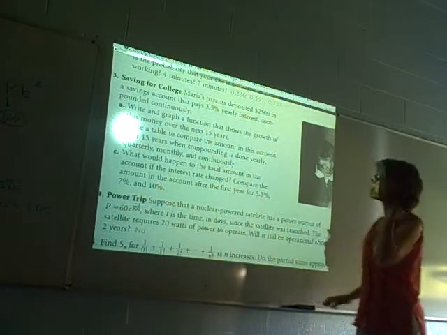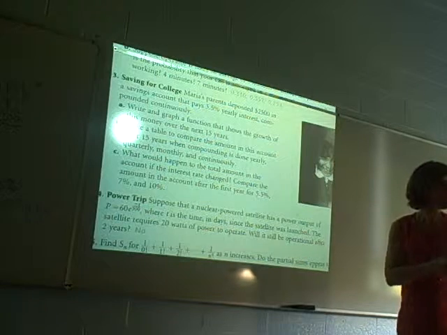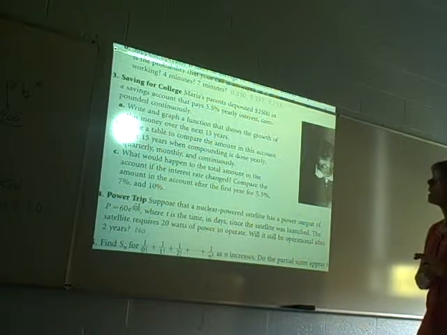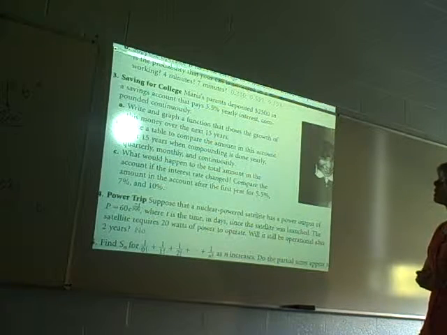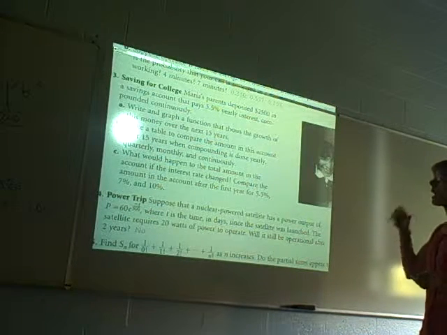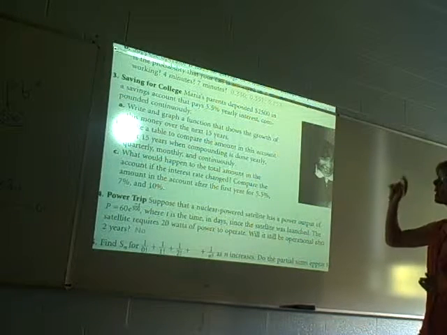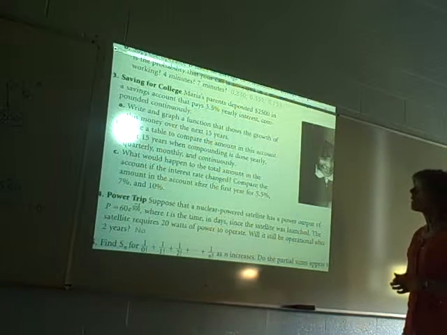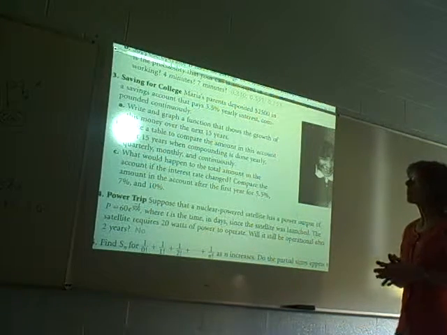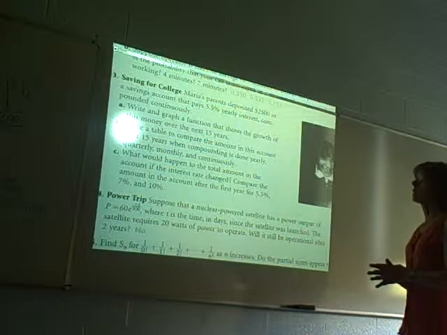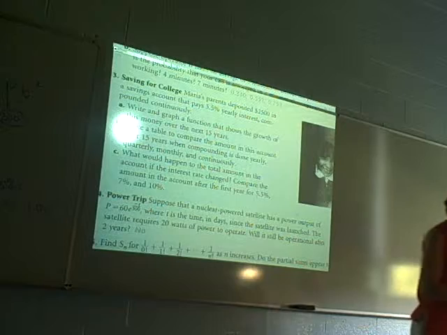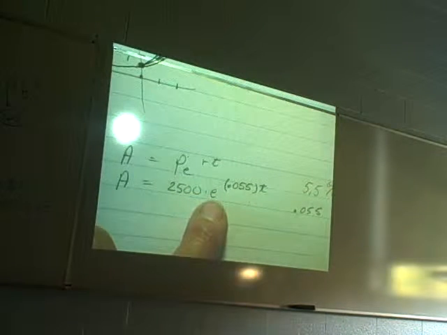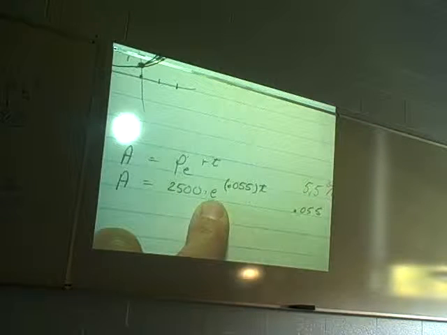Okay, so, saving for college. Maria's parents deposit $2,500 in a savings account that pays 5.5% yearly interest, compounded continuously. Little bell should be ringing, okay? Write and graph a function that shows the growth of this money over the next 15 years. So I know what they're giving me. 2,500. It's being compounded continuously, so we're going to use e.